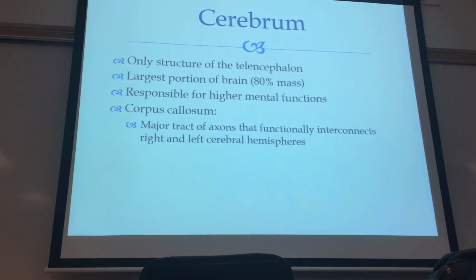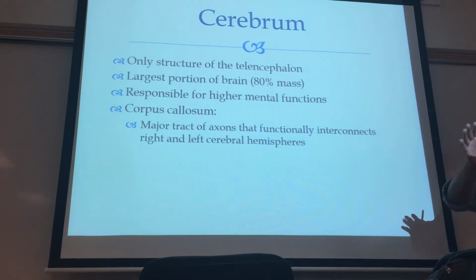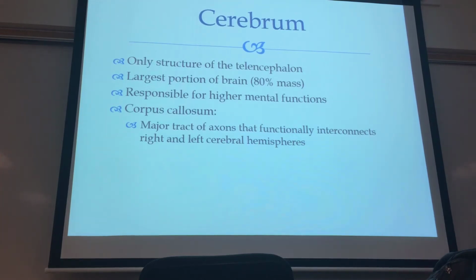And that corpus callosum is going to have axons that travel. Again, it's white matter. It's going to allow axons to travel from the left side to the right side. So there's a lot of connection between the left and right sides.